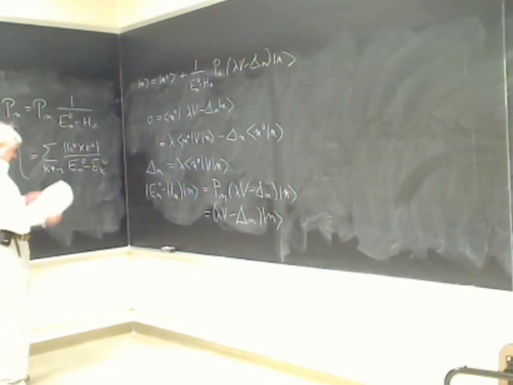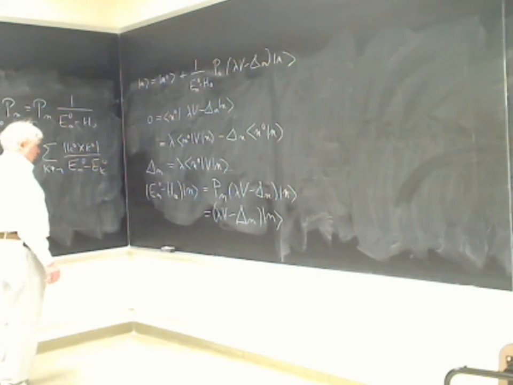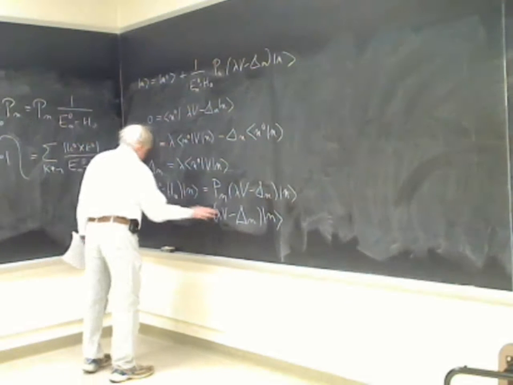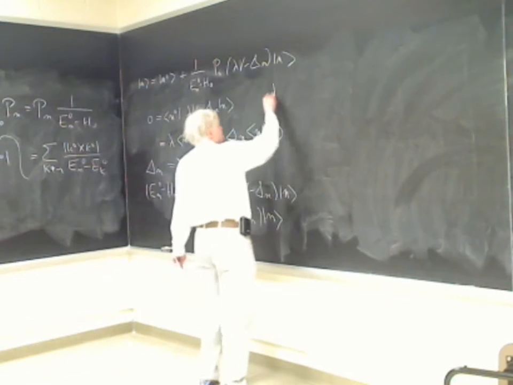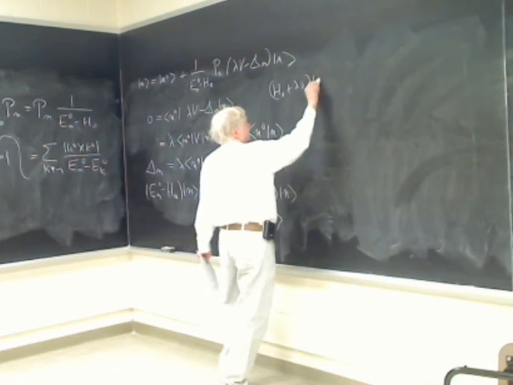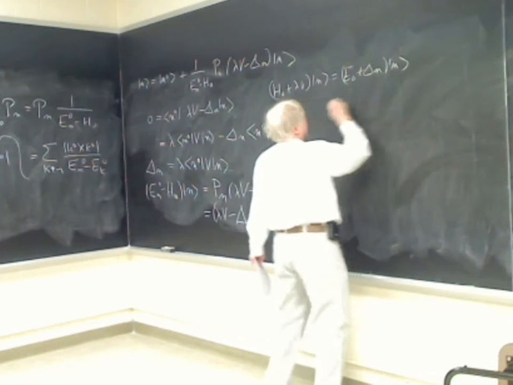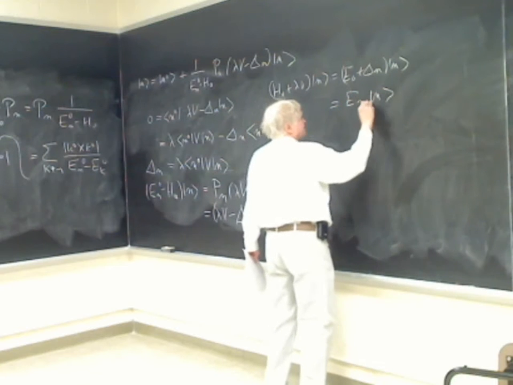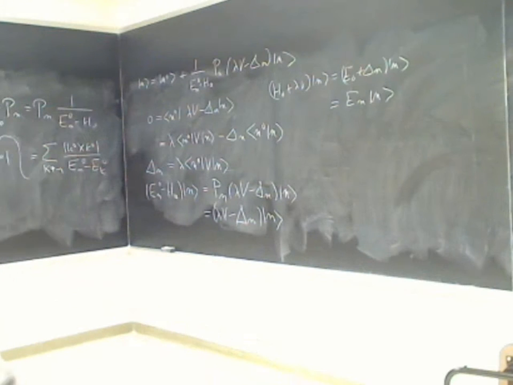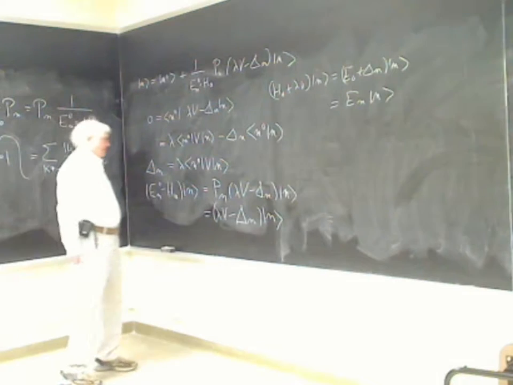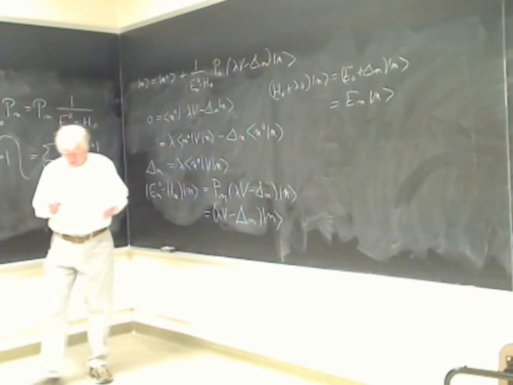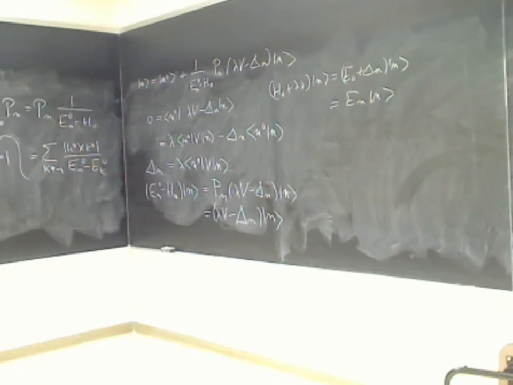And now, if we just unscramble this equation, we move the H0 over here and the delta n over there, and we see that that's the equation H0 plus lambda V on n is equal to E0 plus delta n on n, which is to say equal to En. So indeed, if we solve this equation, what we have is a solution. We have an eigenstate of the Hamiltonian, not normalized, but normalization is a trivial thing to do by comparison with everything else.